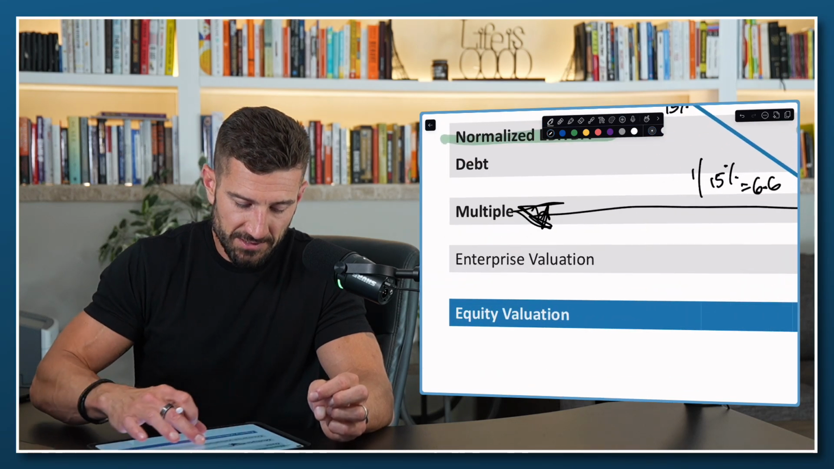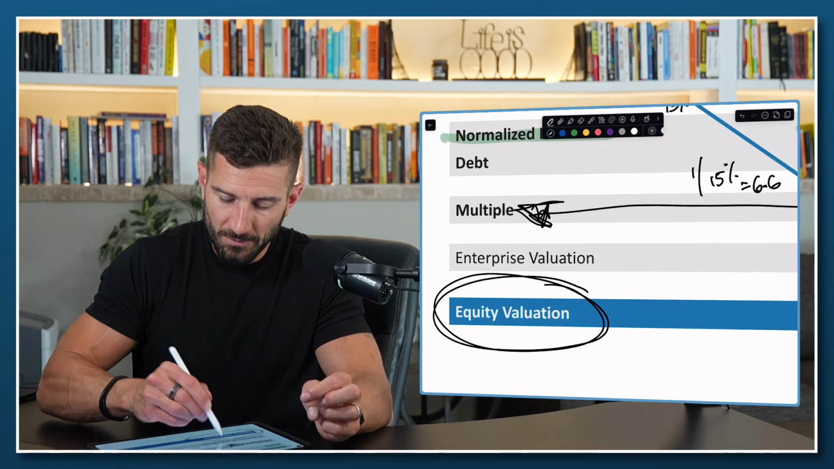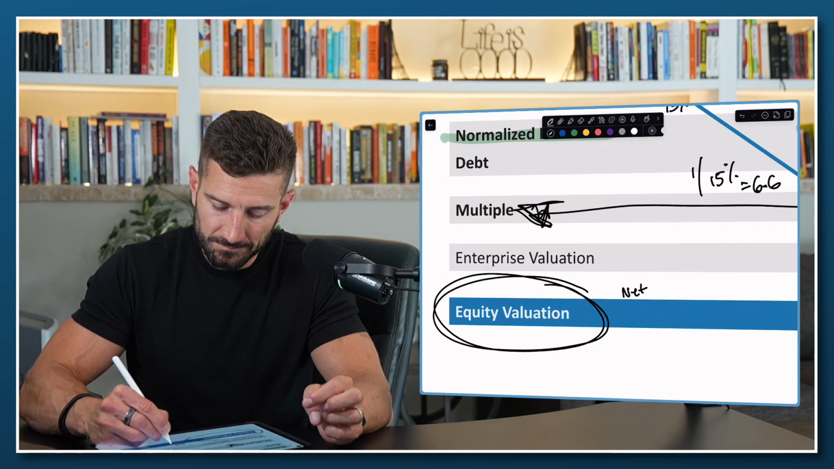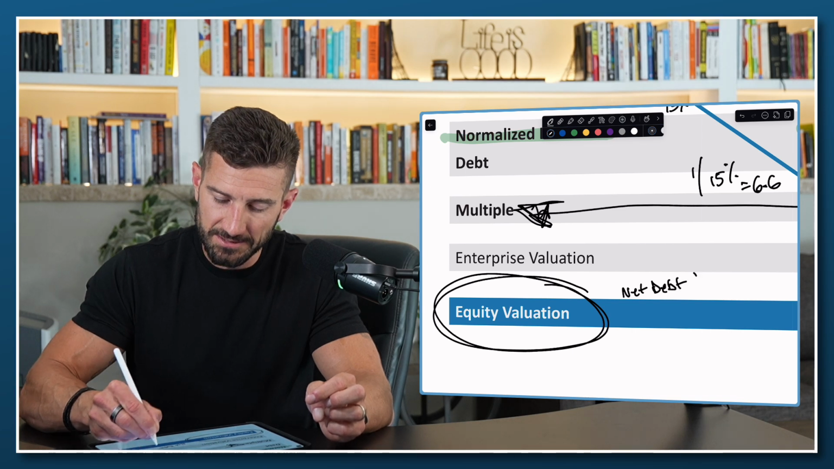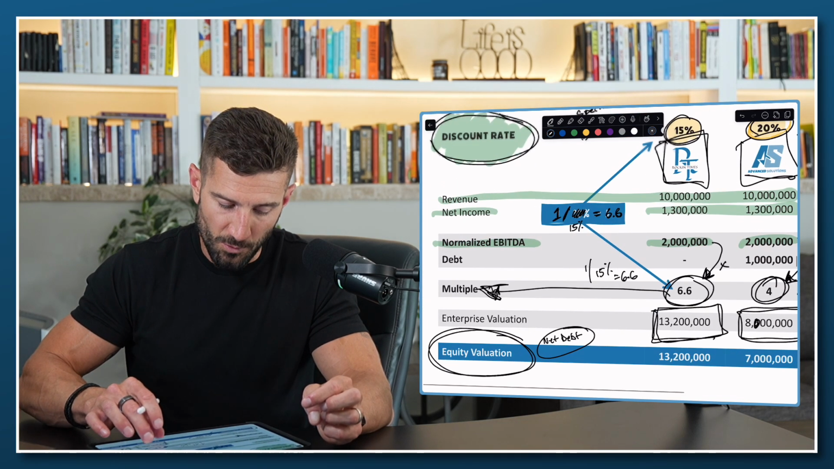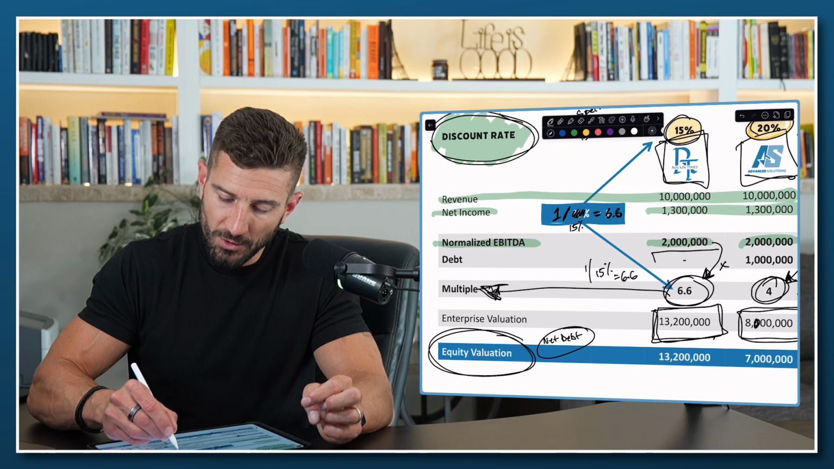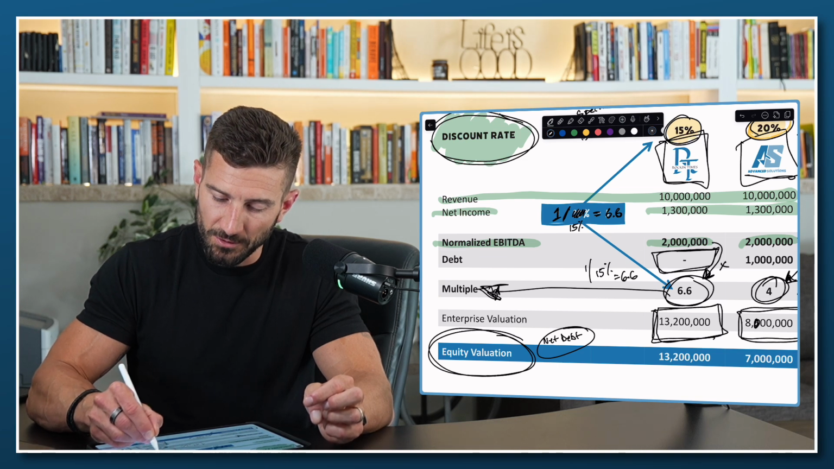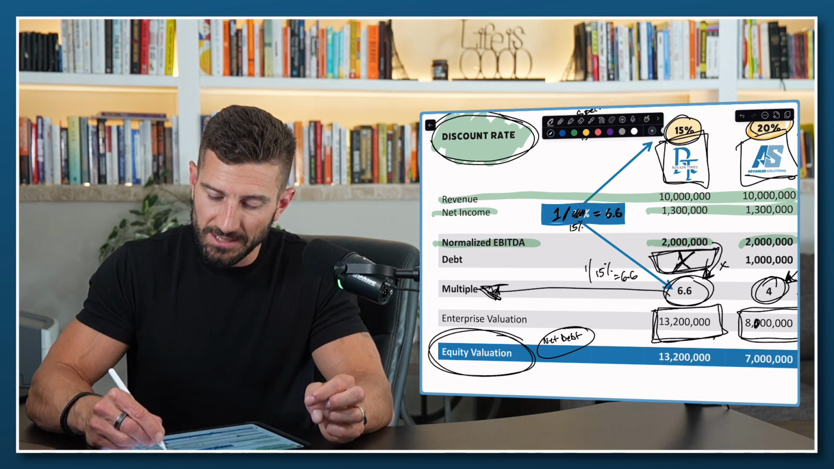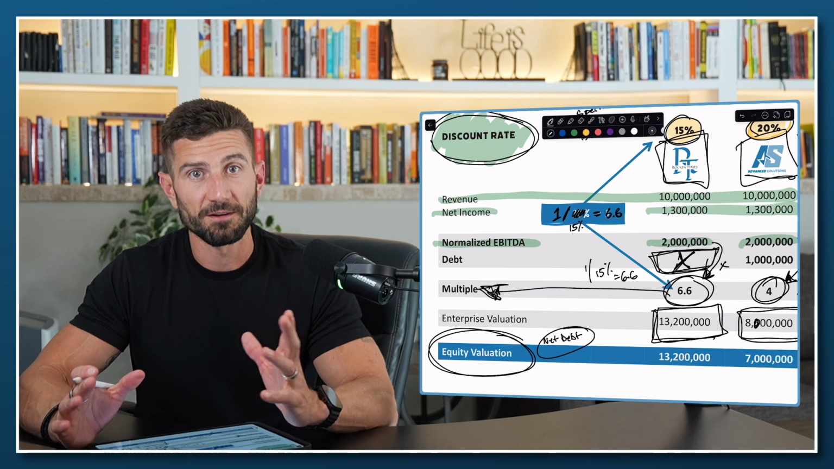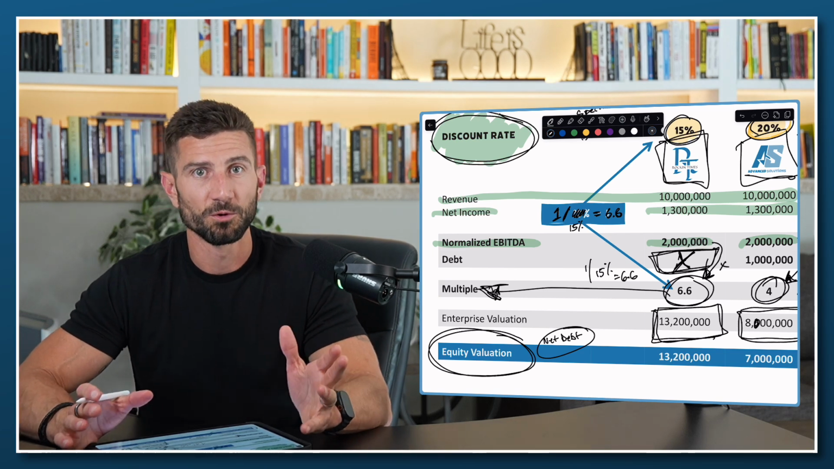But we have to get down to the equity valuation, which is with net debt, and I'm going to get into that next. Over here, there was no debt. So Rockin Times has no debt. They have no line of credit. They're not tapping their line of credit. They have no conventional loans.